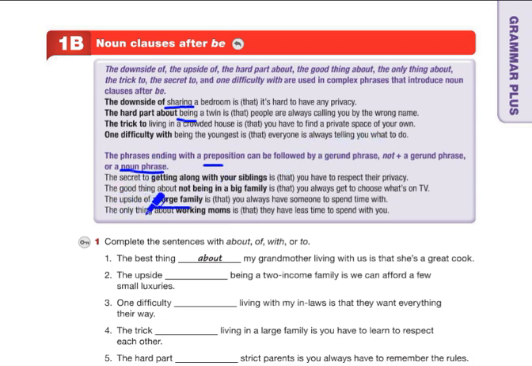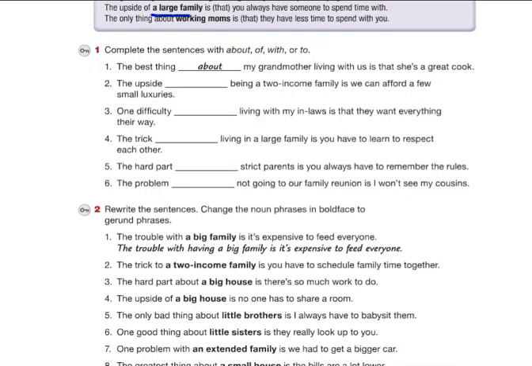And then we have the only thing about working moms is, remember that in this case it's not necessary to add it. So you can omit it if you want. Now let's check out the next exercise. For this one, we have to use the collocations of, about, of, with, or even to. So the best thing about my grandmother living with us is that she is a great cook.